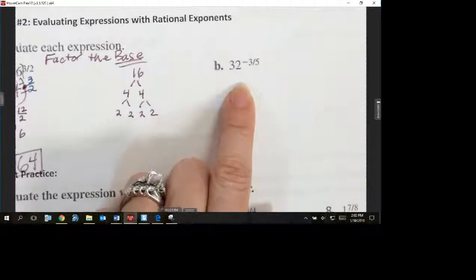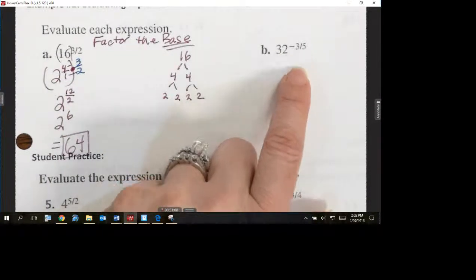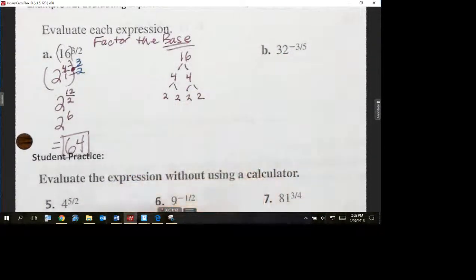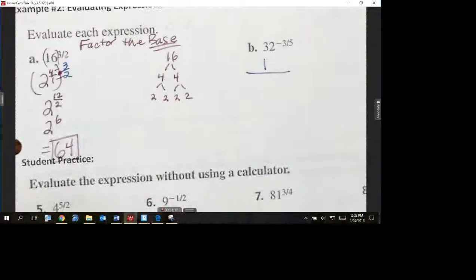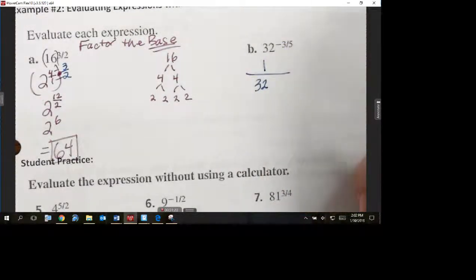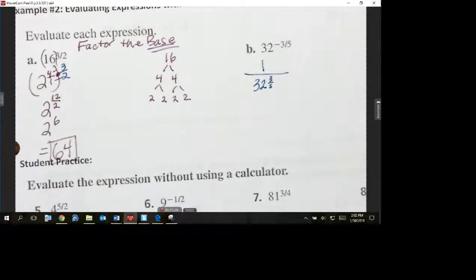B. 32 to the negative 3/5. What does the negative tell me to do? Reciprocal. So I'm going to do 1 over what? 32 to the 3/5. So that's still the exponent, it just goes to the bottom.